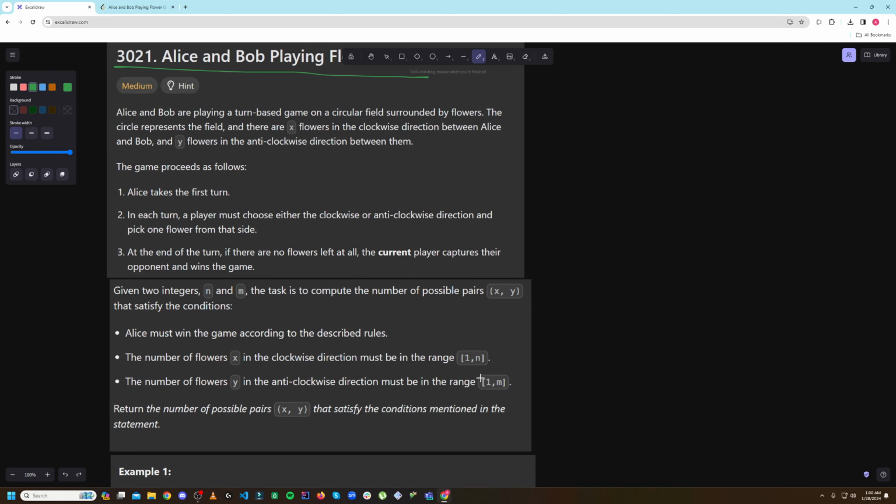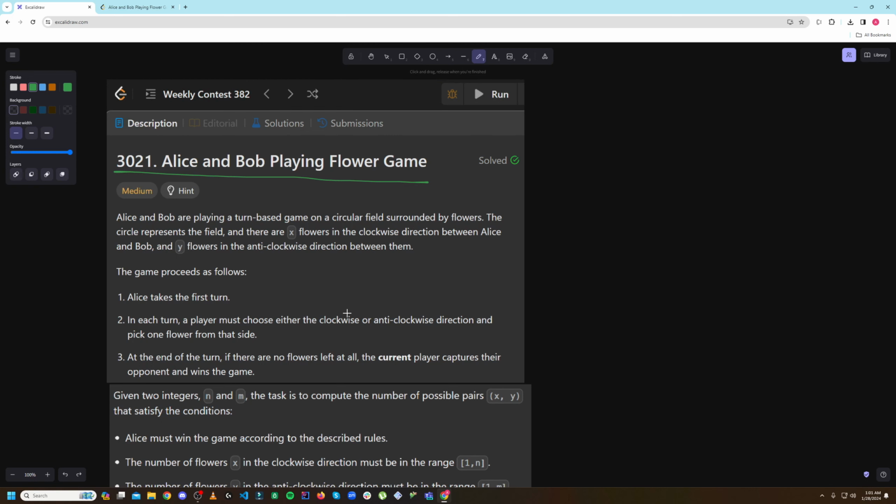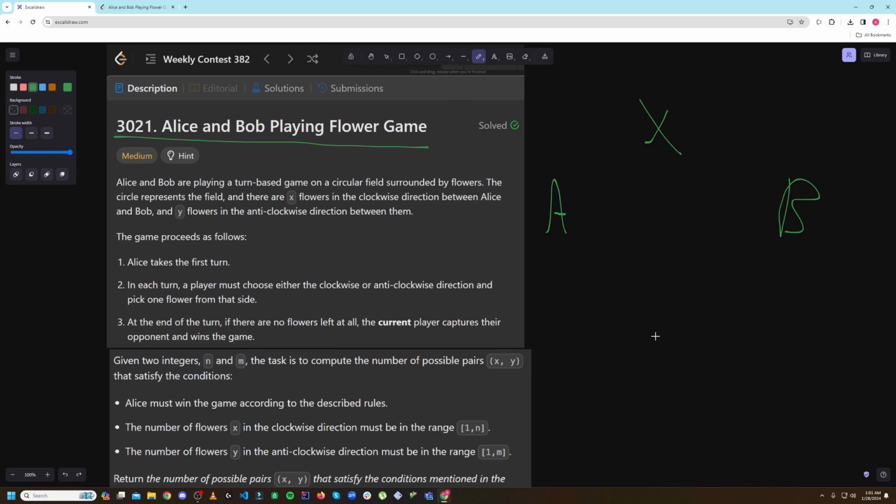So first, you really have to understand what the game is. Once you understand the game, I think this is a very, very easy problem. Probably the easiest third problem I've seen in a weekly contest. So essentially, you have Alice and Bob here. And let's call the top the clockwise section of flowers with x. So let's just say we have X flowers here, and then we have Y flowers here.